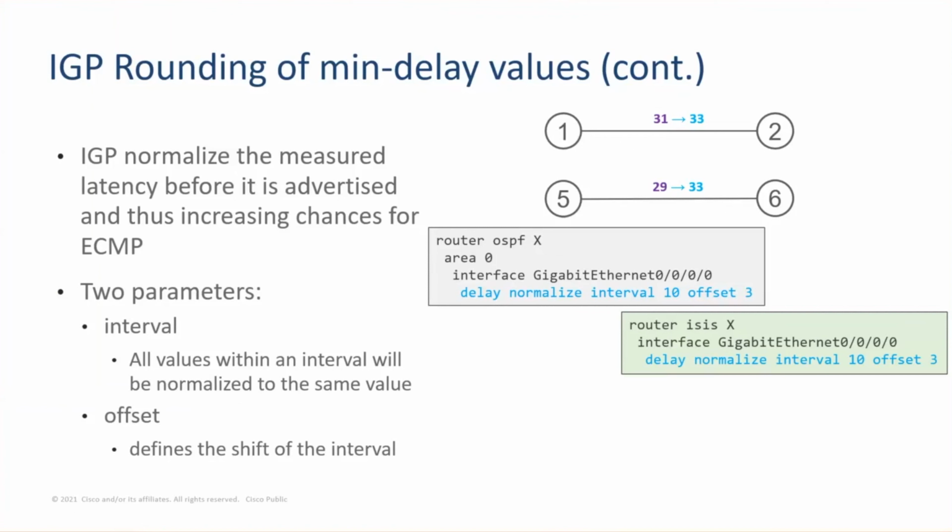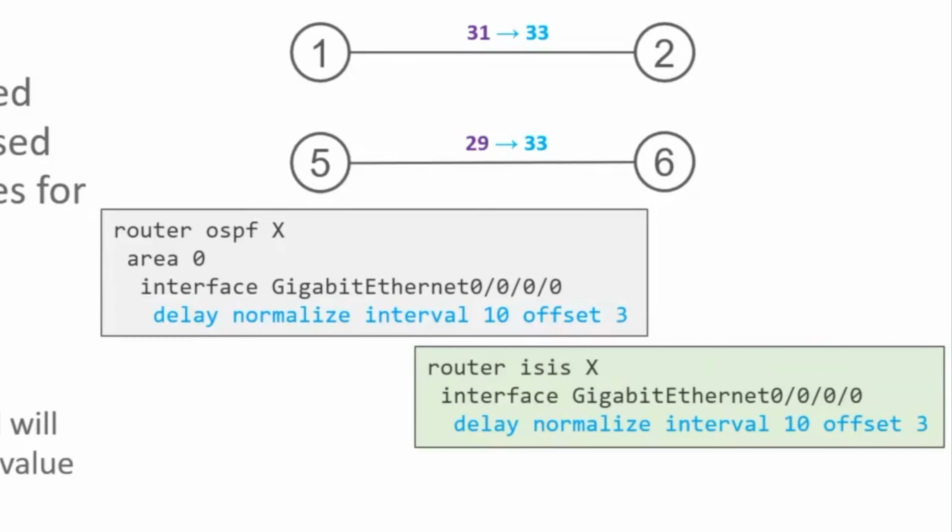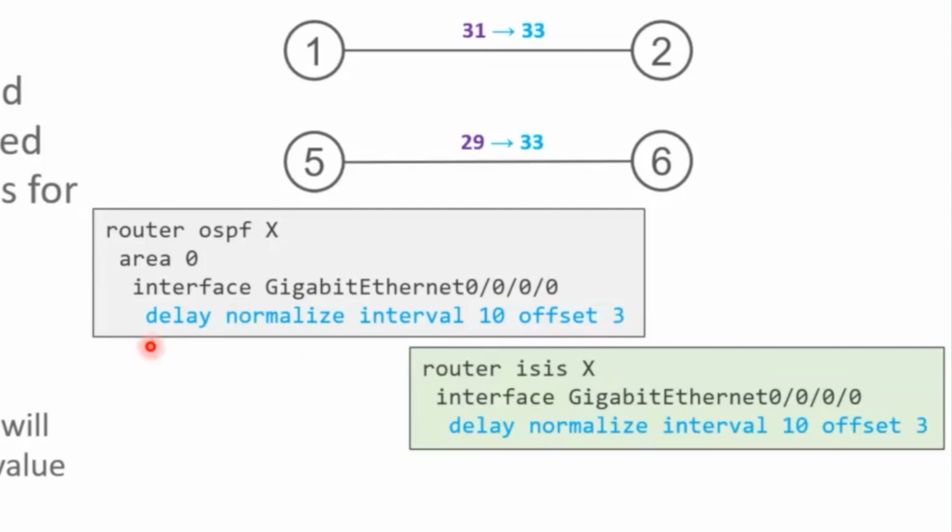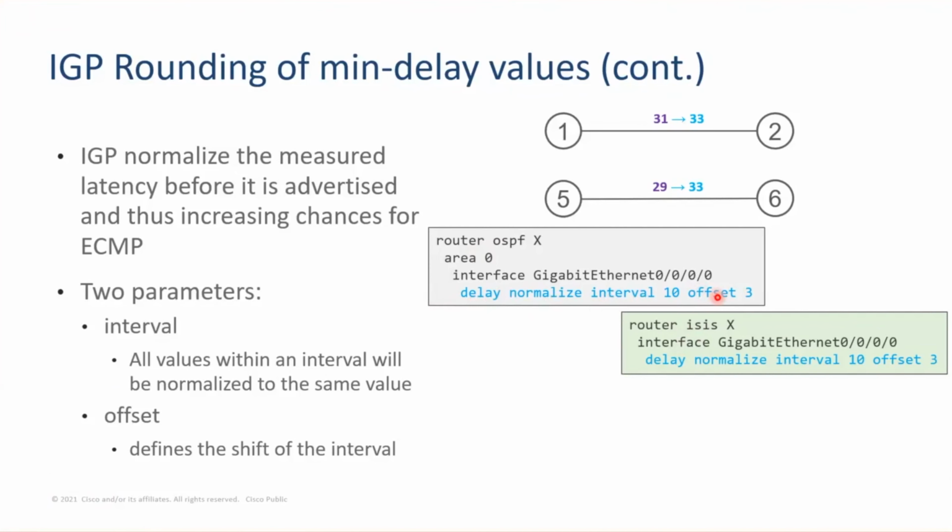And here, with this feature, before the IGP will simply propagate that value in its flooding, it will actually normalize it before doing that. So what you can see in the configuration is that we have a new feature that you configure under the interface on your area for OSPF or under your ISIS interfaces. You will configure the delay normalization feature by using two parameters. One is the interval size, the other one is a given offset.